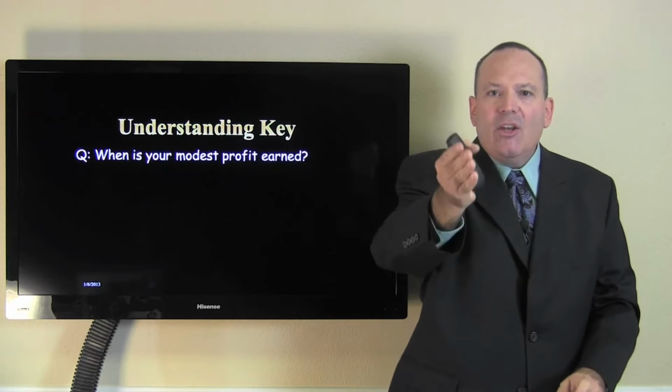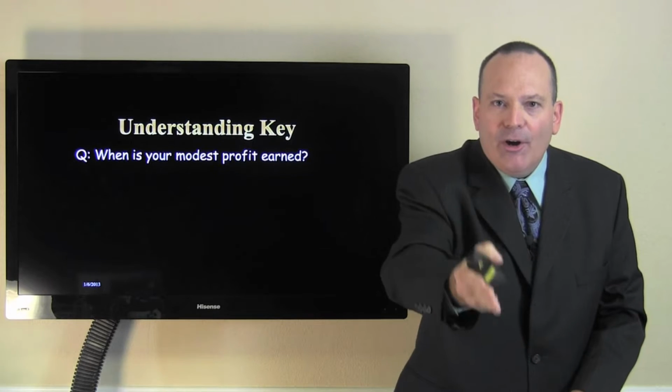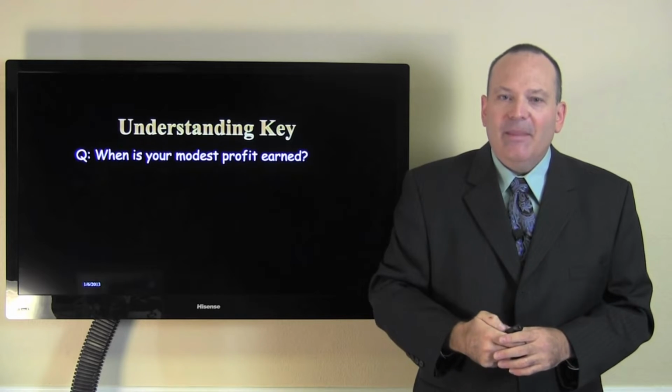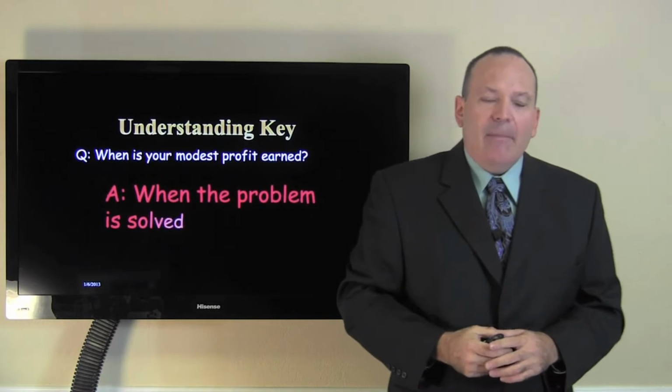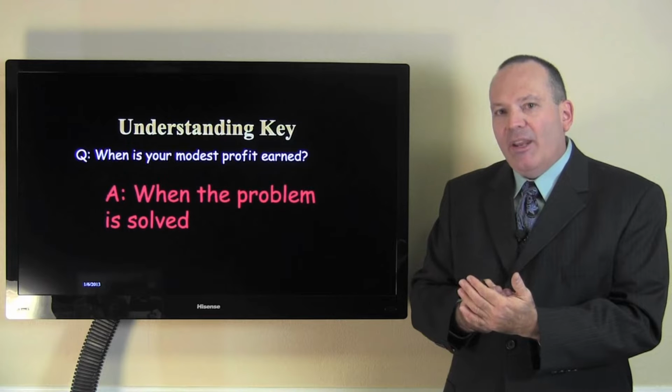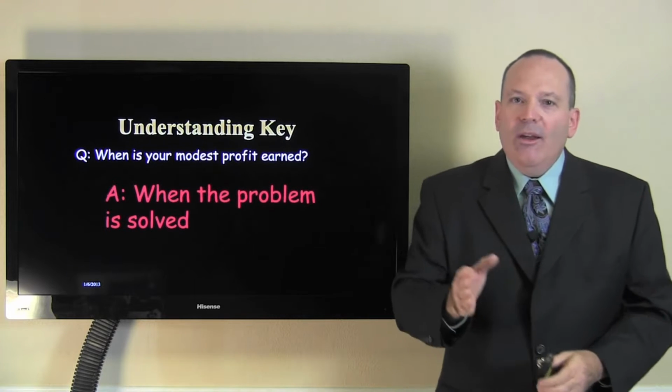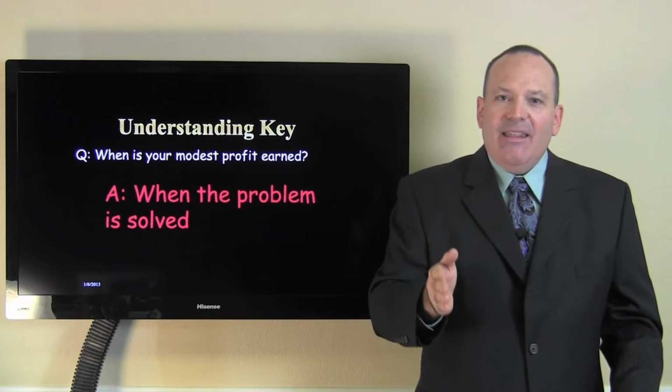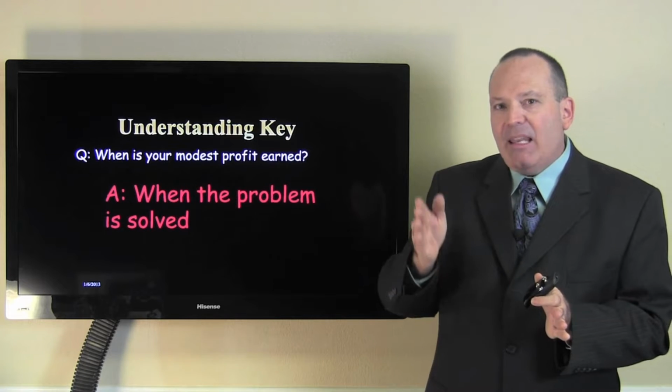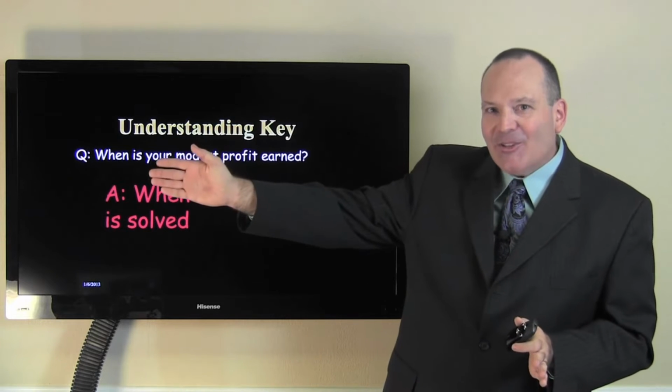When is your modest profit earned? It's earned at the beginning. So when the problem was solved is when it was earned. So where in the world did real estate agents get the idea that they don't get paid the commission till the buyer exercises their option?